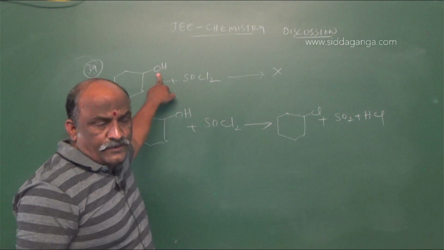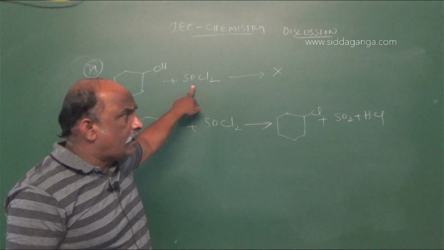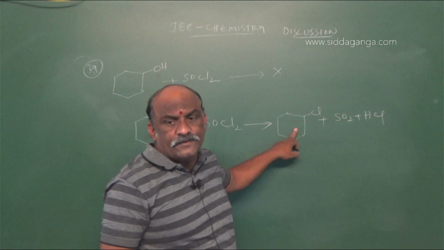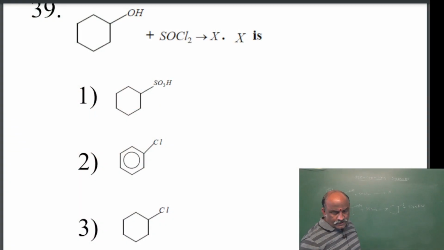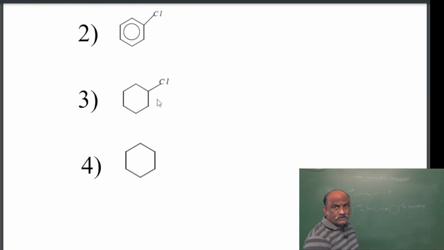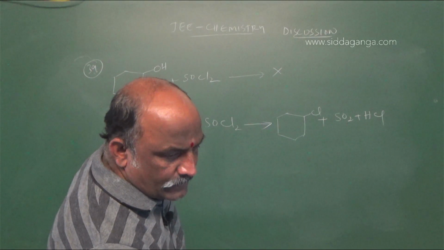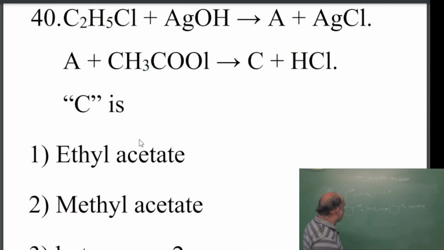This is cyclohexanol. Cyclohexanol treated with thionyl chloride. So what is X? Chlorocyclohexane. Chlorocyclohexane is the right answer for question number 39. Option 3 is right. So go through that option 3. This reaction is called the Darzens reaction. And next, question number 40.